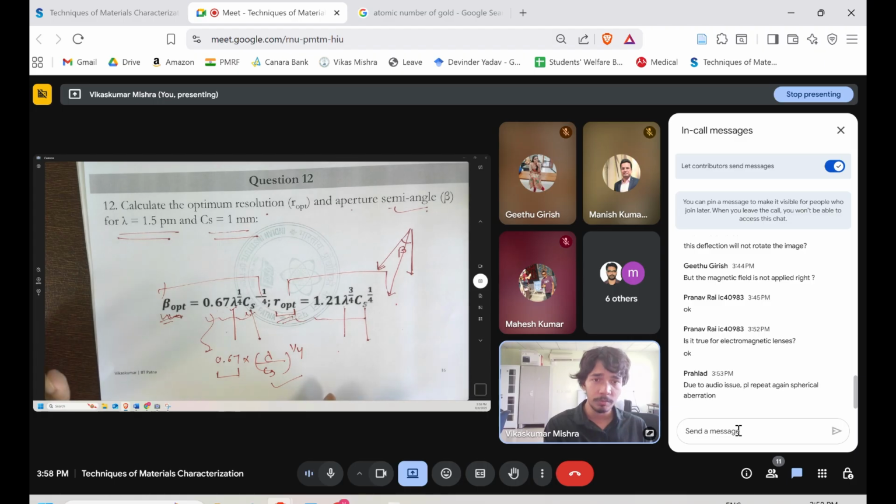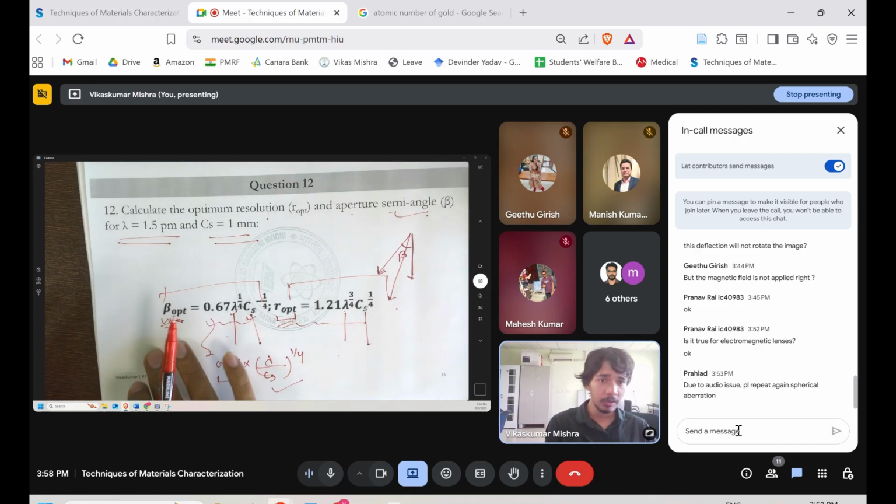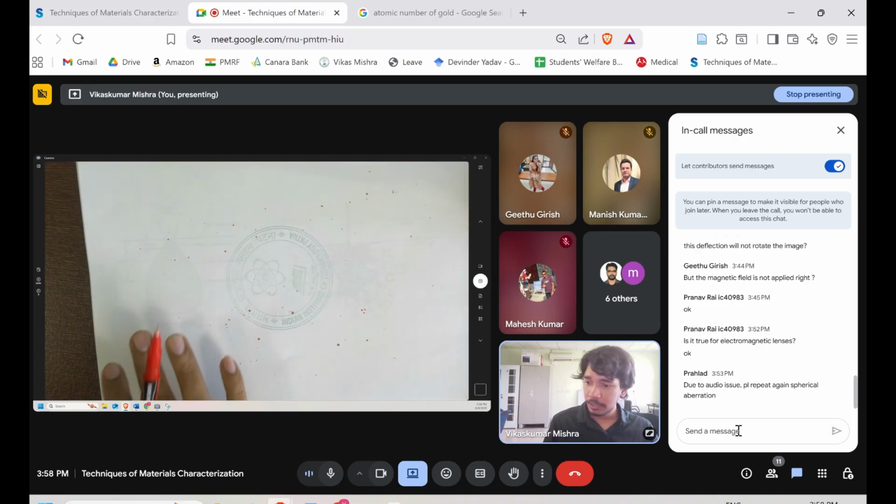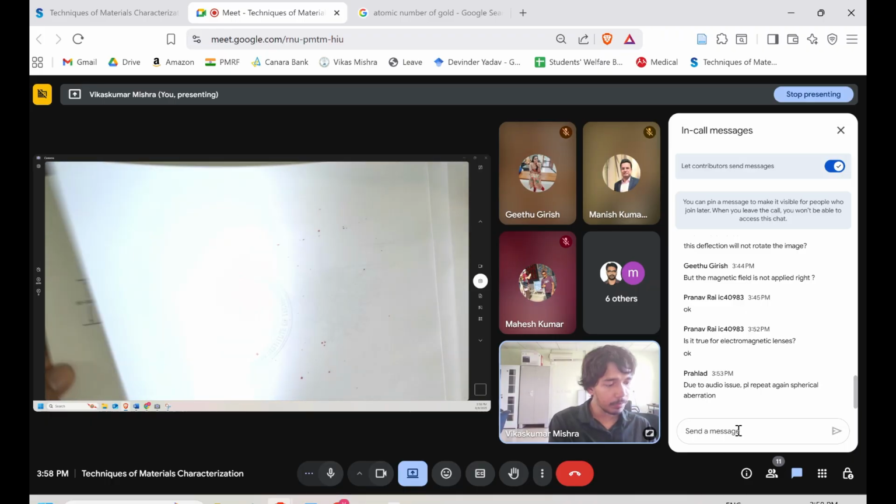I think we don't need to do this mathematically. We know that it's very easy. We can just put the values. If any doubt, let me know. If not, let's move to the next question, question number 13.